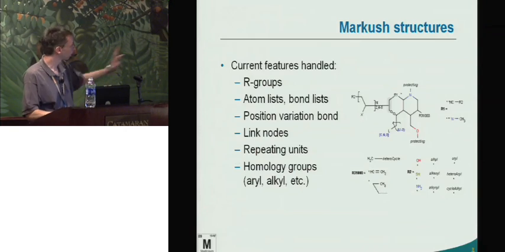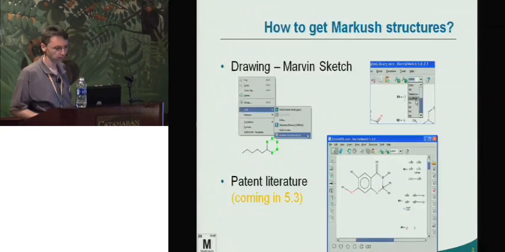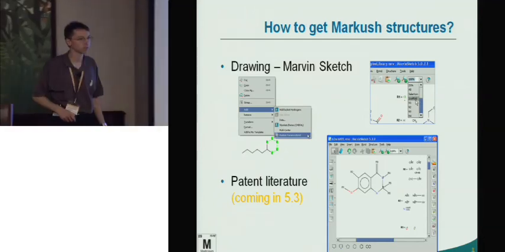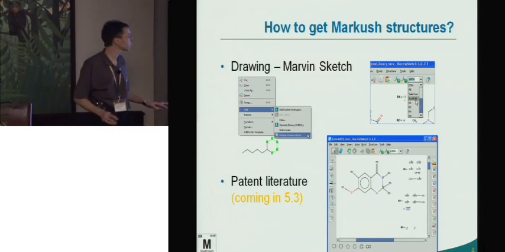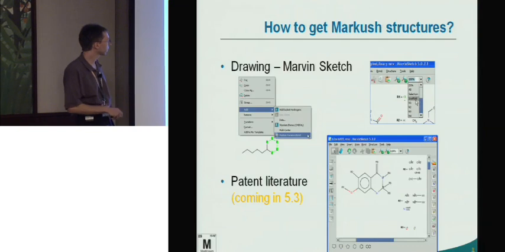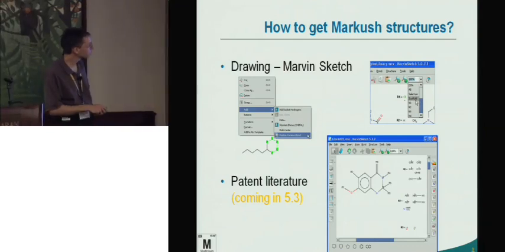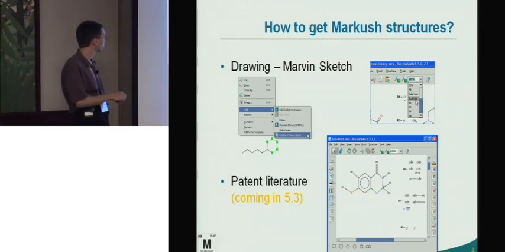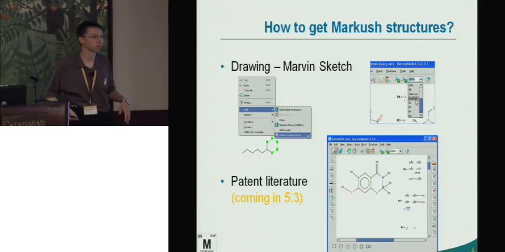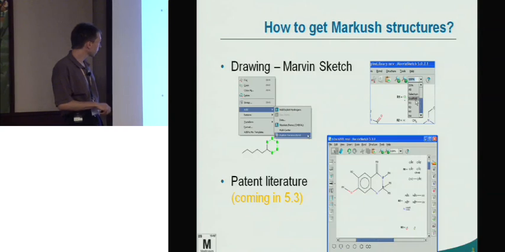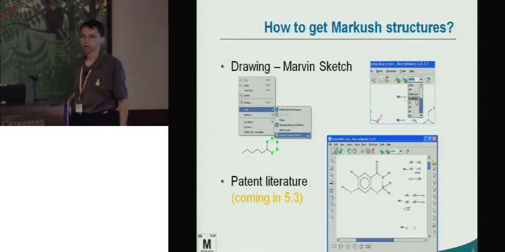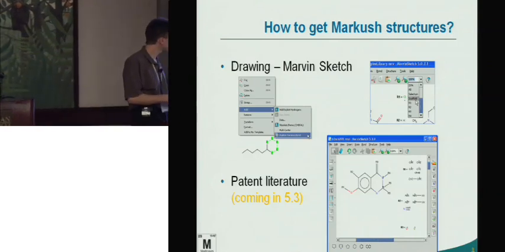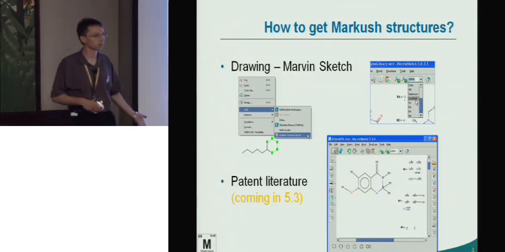Okay. Now we know what Markush structures are. Where can we get them? Well, we've got the nice structure editor Marvin Sketch. It contains many features to sketch them. There are many goodies like zooming controls. We can zoom to the scaffold or R group definitions as well. We've got nice controls to add position variation bonds and so on. And in the upcoming 5.3 version, we are implementing a new import module which will be able to read Markush structures from the patent literature.